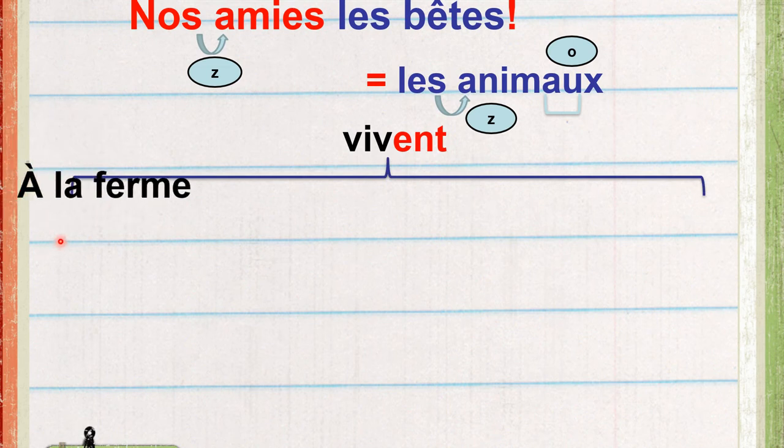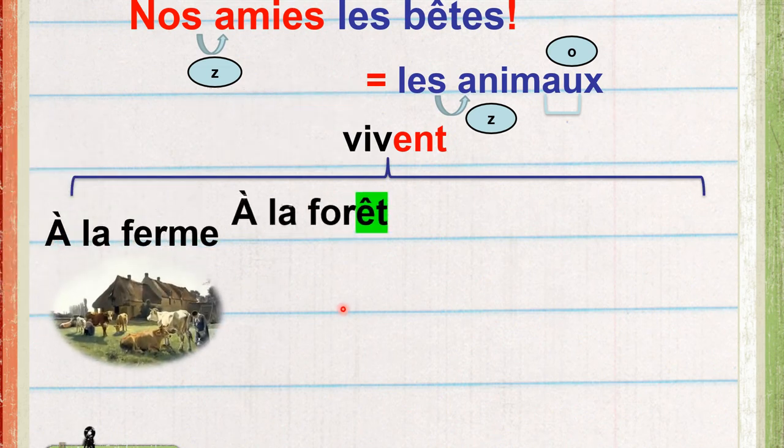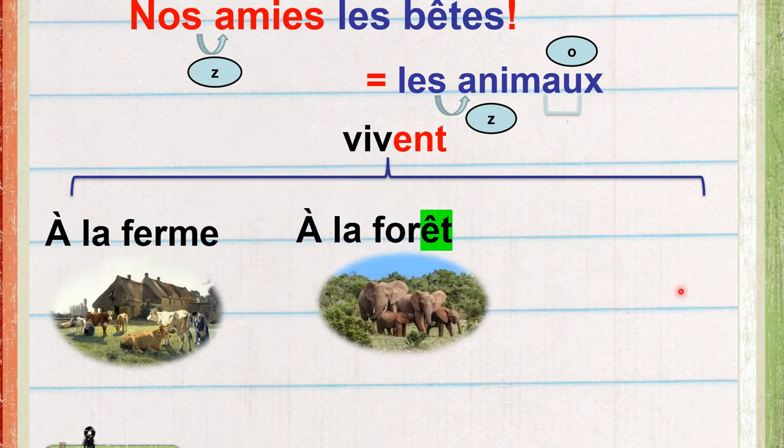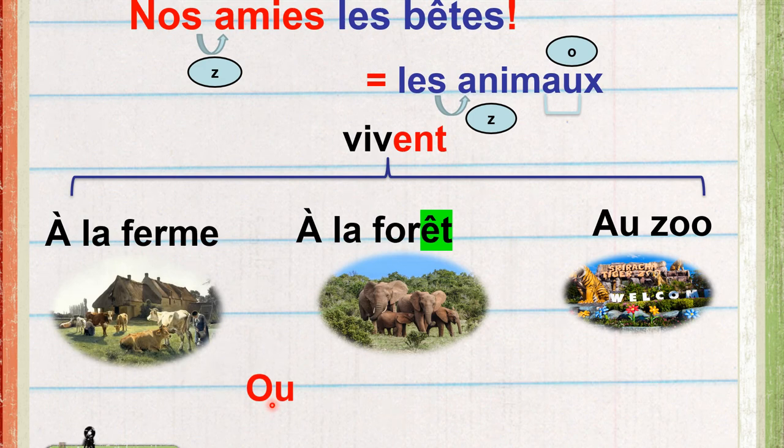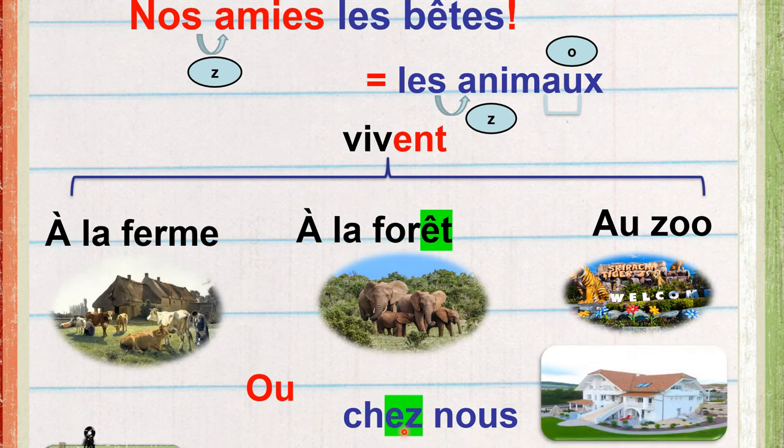"À la ferme." On the farm. "À la forêt." In the forest. "Au zoo." "Ou": here I see double O. "Ou" means or. "Chez nous." The green one means I will do it as one sound. I will call it a syllable, or, as we study, phonics in French, the letters that I say as one sound. So you can do it like that. "Nos amis les bêtes, les animaux vivent à la ferme, à la forêt, au zoo ou chez nous." Here the double "ou" in "chez nous".